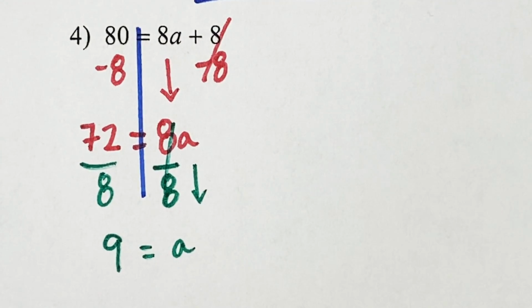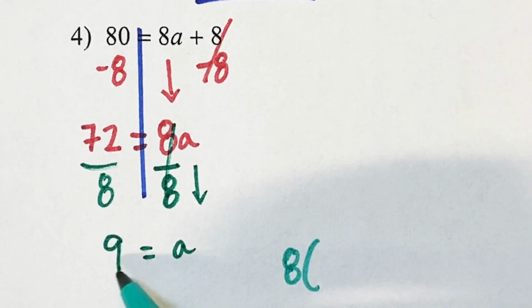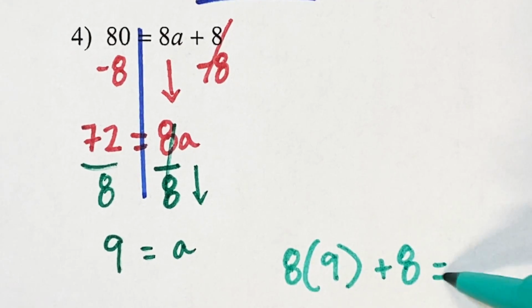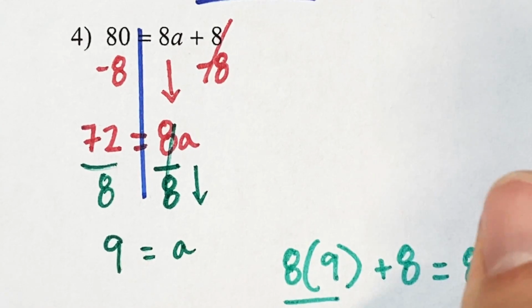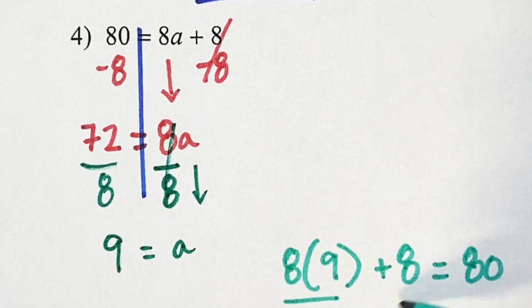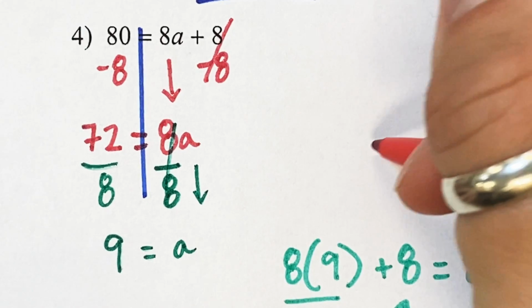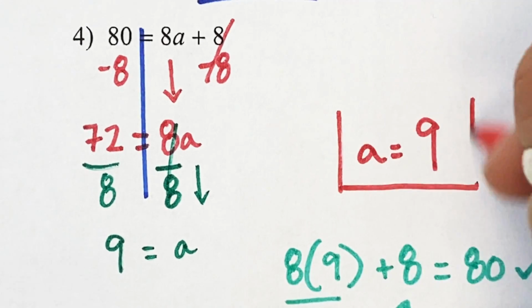So now we can plug it in and check. Okay, so we had our 8 times our A, but now we found that it's 9. Okay, plus 8, does this give us 80? So we'd have 72 plus 8. Does that give us 80? Yes, it does. So we know we got it right. So our answer is A equals 9.